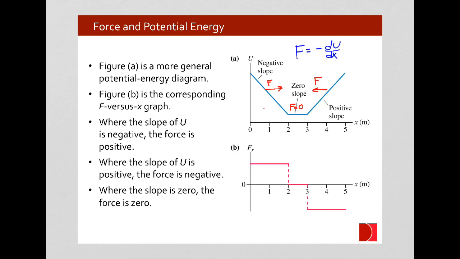The idea here is that as you're moving to the right, you're increasing your potential energy the whole way. That means the force that's causing that potential is taking away kinetic energy, slowing you down, so that you're giving up that energy and turning it into gravitational potential energy.